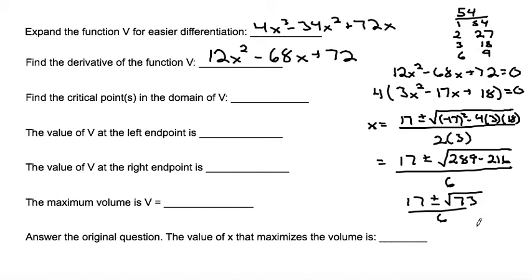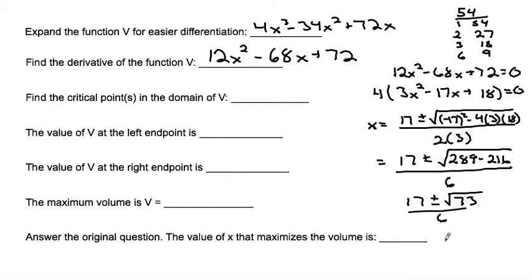Let's see if we can simplify that at all. We can't divide out a 2, 3, 4, or 5. Let's try 7. I don't think that'll work. 73 divided by 9 doesn't work, 11 doesn't work, 13 doesn't work, and 17 also doesn't work. So we can't simplify the square root of 73.